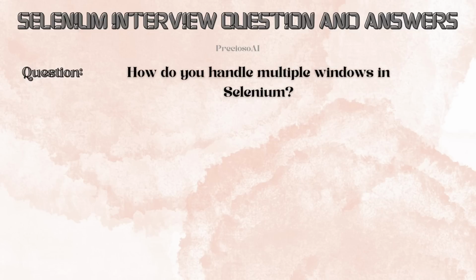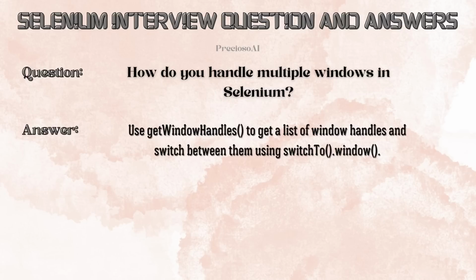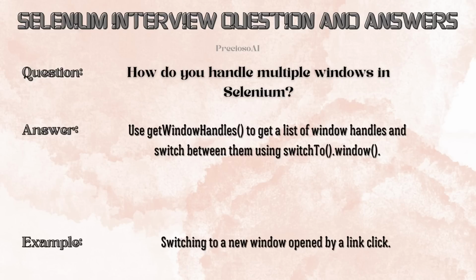Next question: how do you handle multiple windows in Selenium? And the answer is: use get window handles to get a list of window handles and switch between them using switch to window. For example, switching to a new window opened by a link click.